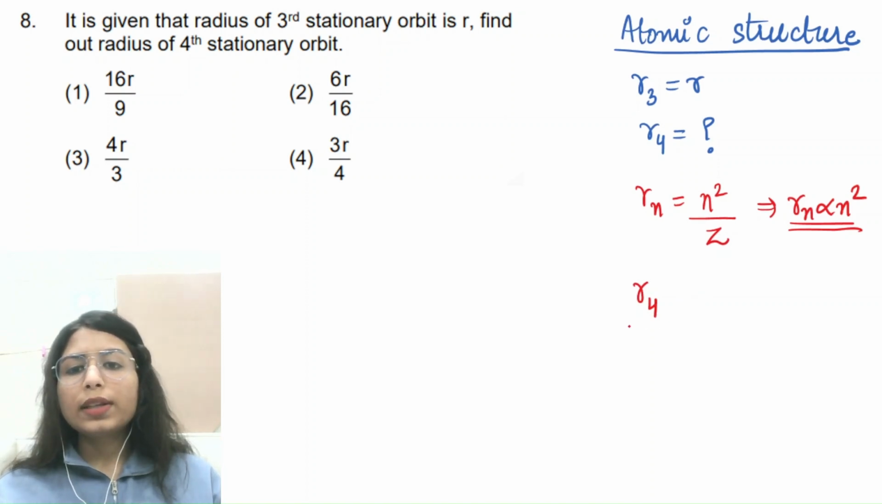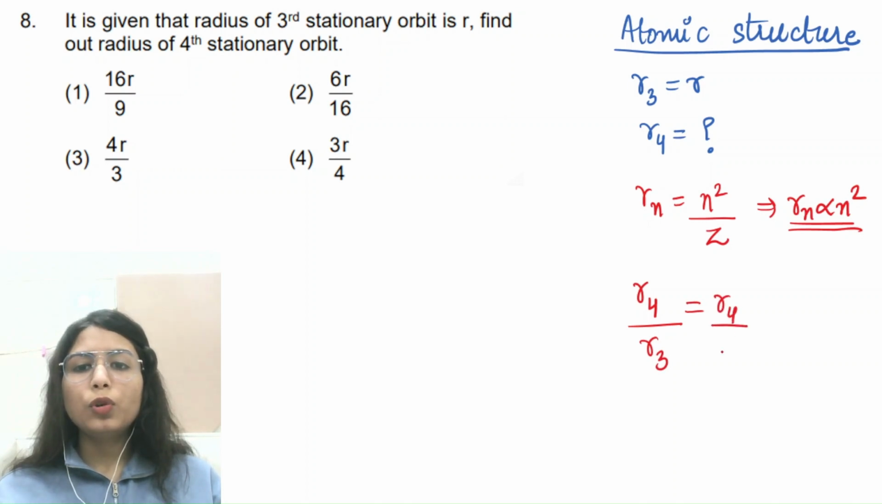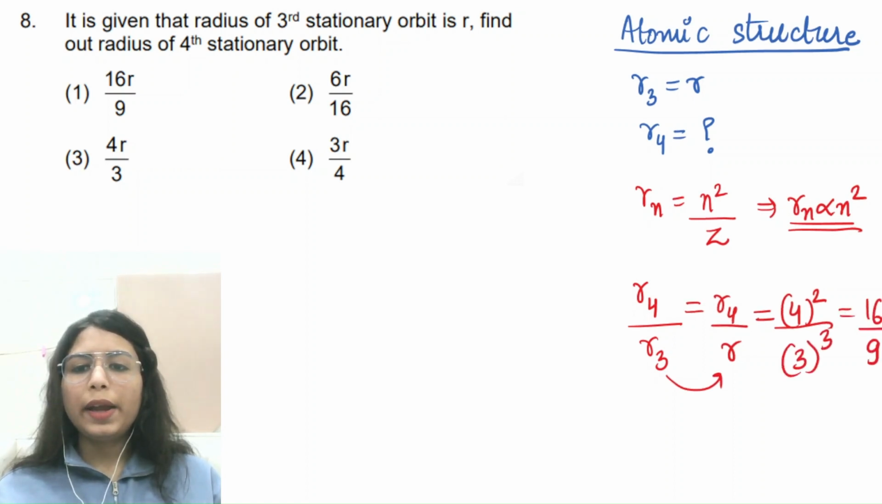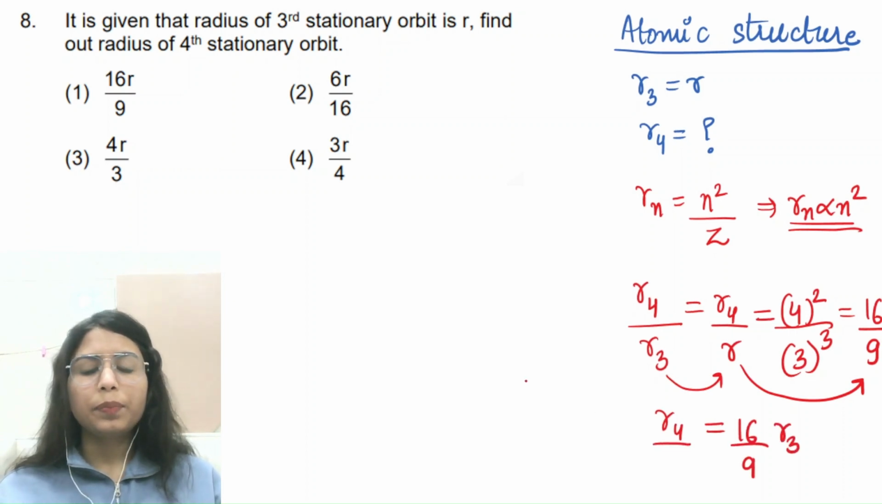So R4, if I simply take the ratio R4 over R3, which is equal to R4 over R, because R3 is given to be R, that is equal to 4 squared over 3 squared, right? So it is going to be 16 over 9. You take this R to the right-hand side and you get R4 is equal to 16 by 9 R3. Okay, that is R, which is 16R by 9.